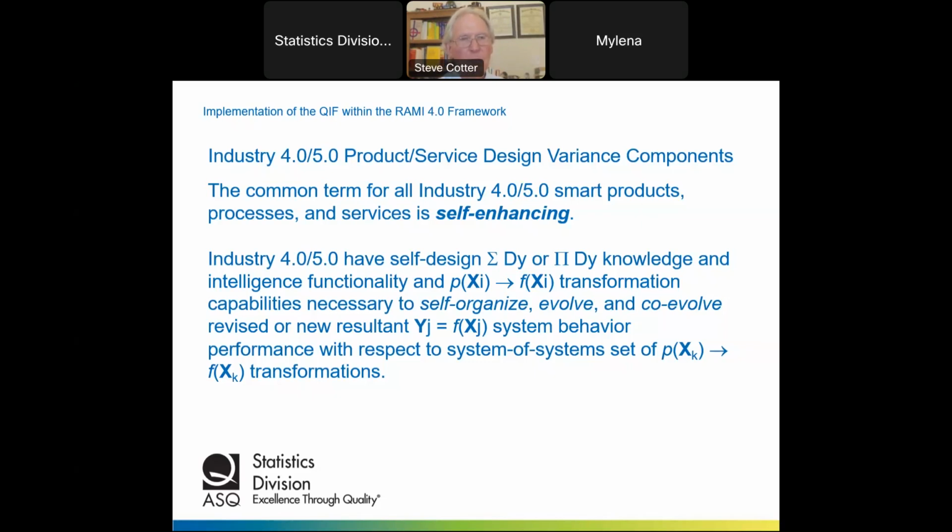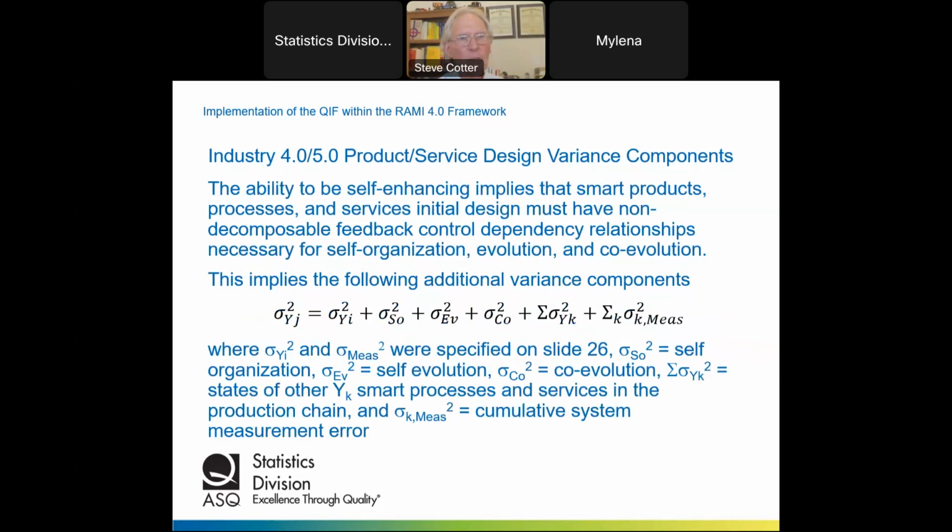FXK transformations. The ability to be self-enhancing implies that smart products, processes, and services' initial design must have non-decomposable feedback control dependency relationships, going back to our Industry 3.0 design matrices, necessary for self-organization, evolution, and co-evolution. That has to be built into those matrices.